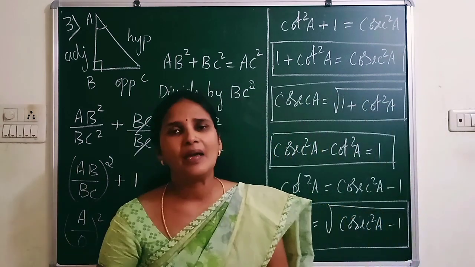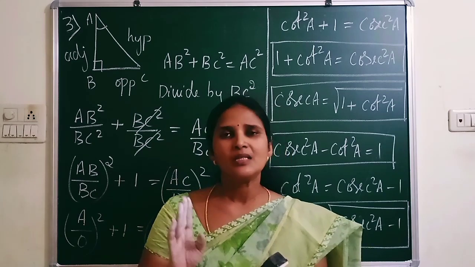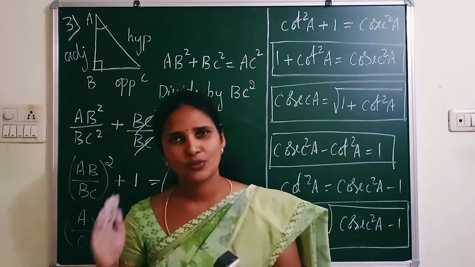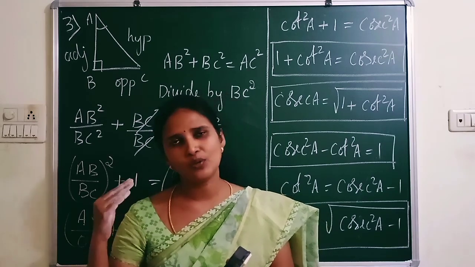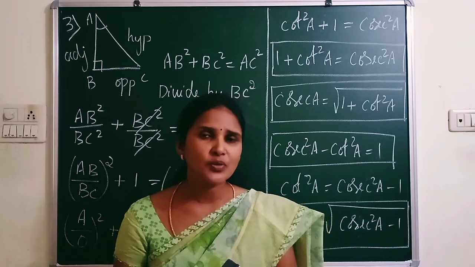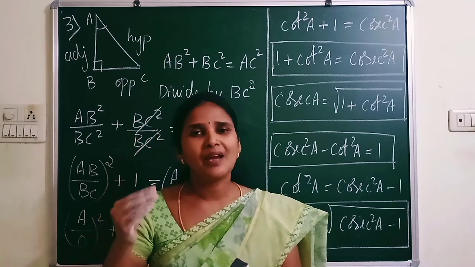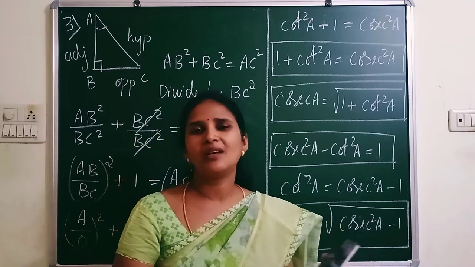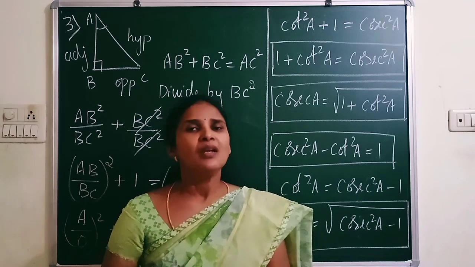So with this, I completed all 3 proofs. The first identity we learned is sin square A plus cos square A equals 1. The second identity is 1 plus tan square A equals secant square A. And the third identity is 1 plus cot square A equals cosecant square A. So remember the 3 main identities, and then automatically you can reduce them into other forms. I hope everyone understood.